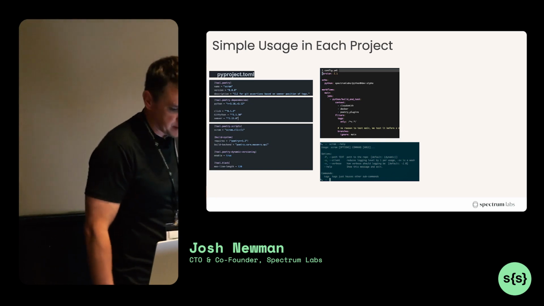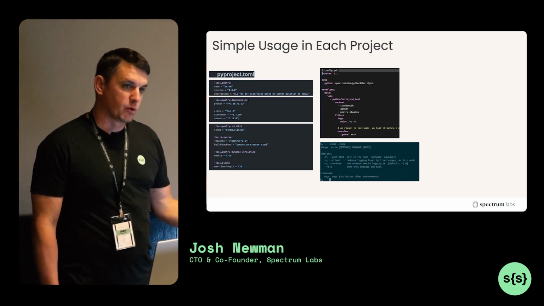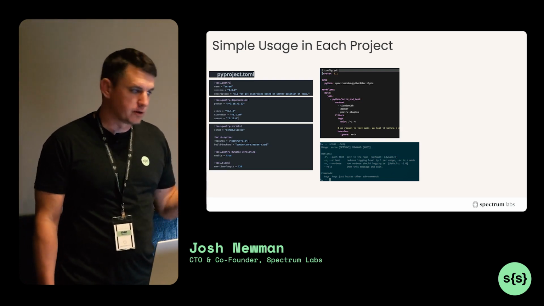So we're using a combination of Poetry and CircleCI right now, with a custom orb that's specific to Python. I'll walk you through a little bit of that.